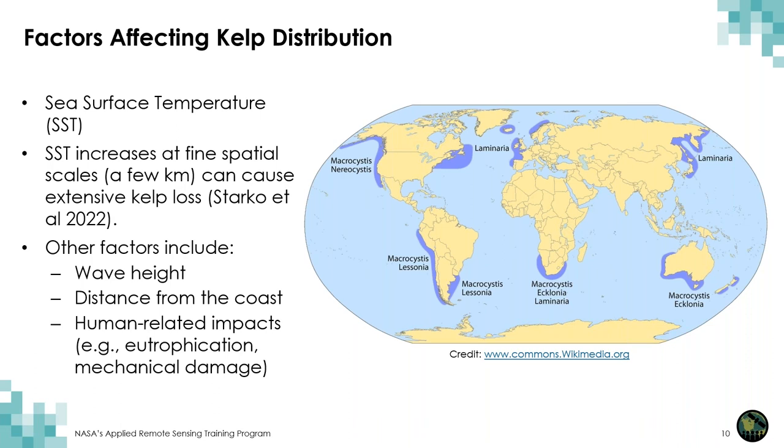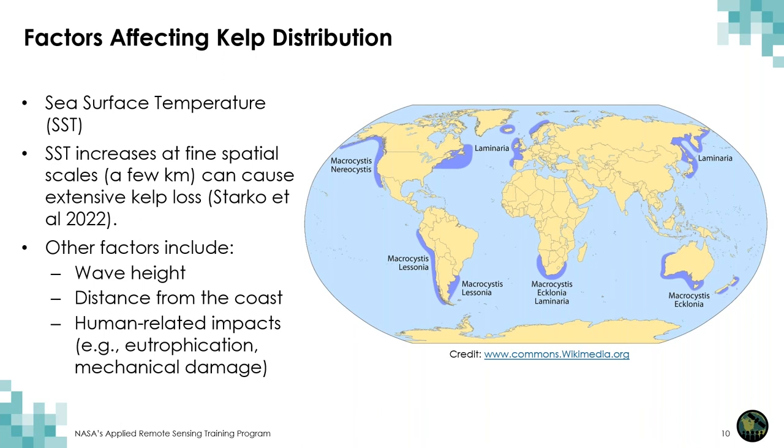But unfortunately, recent increases in sea surface temperature and the occurrence of marine heat waves caused by climate change are one of the main drivers of kelp loss around the world. Recently, just a few months ago, in May of 2022, a paper from Starko et al. found that, in particular, sea surface temperature increases at fine spatial scales and of several degrees can cause the extensive loss of kelps at local scales.